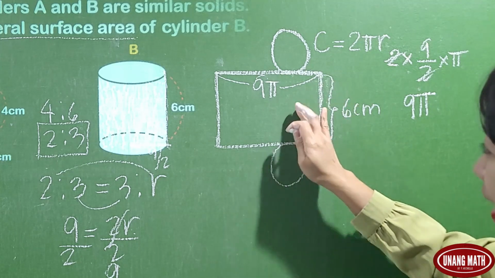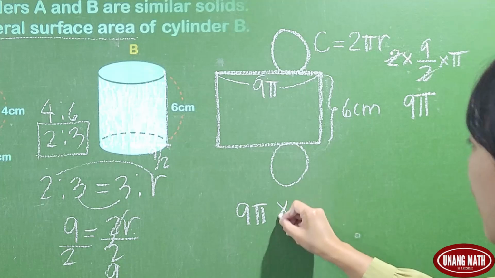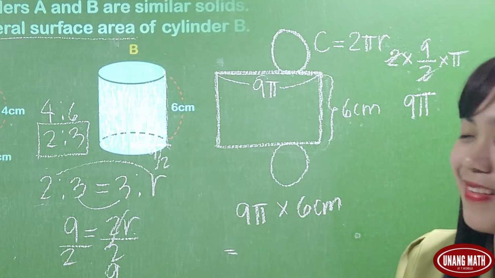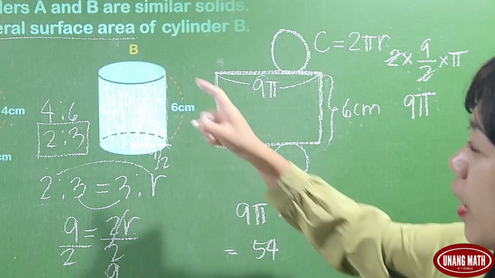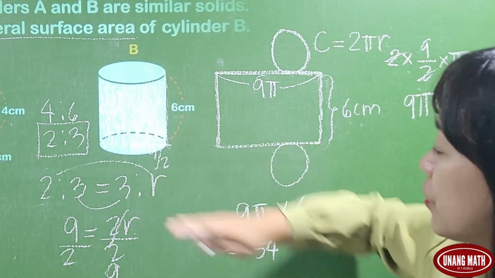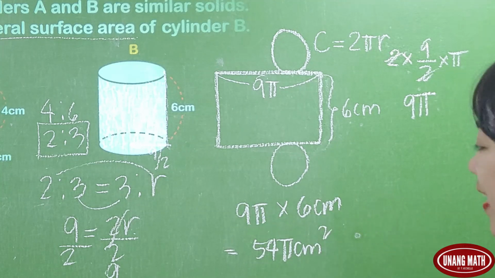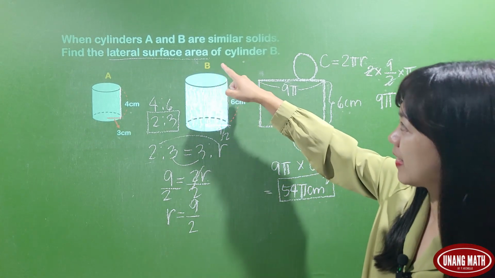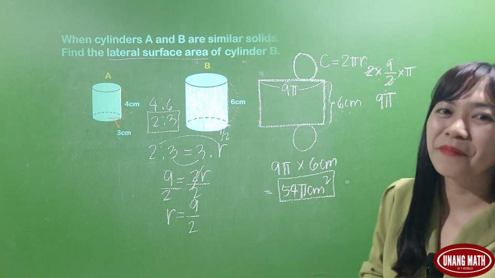Now let's find the area of this rectangle. So we now have 9 pi times 6 centimeters. So this is now equal to 9 times 6, 54. So it means the lateral area of this surface would be 54 pi square centimeters. So this is now the answer to this question, the lateral surface area of cylinder B. So we have 54 pi square centimeters.